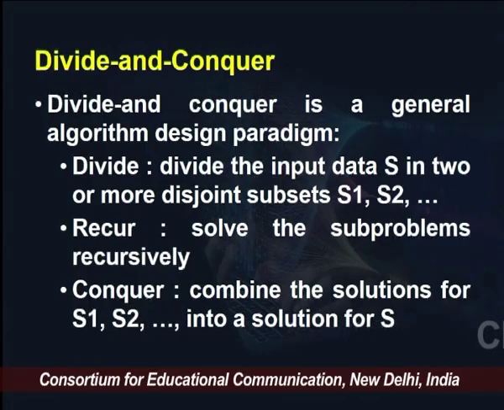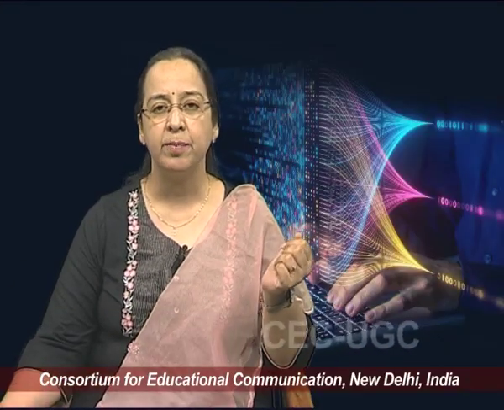Divide and conquer is basically a general algorithm design paradigm, and I am sure you are all aware of this. It is a very simple technique which is applied to merge sort and various other algorithms and applications. It has 3 steps. One is divide, which says we need to divide the input data, let us say S, into disjoint subsets. There can be 2 disjoint subsets, or more. So the input data S is divided into S1, S2, S3 and so on.